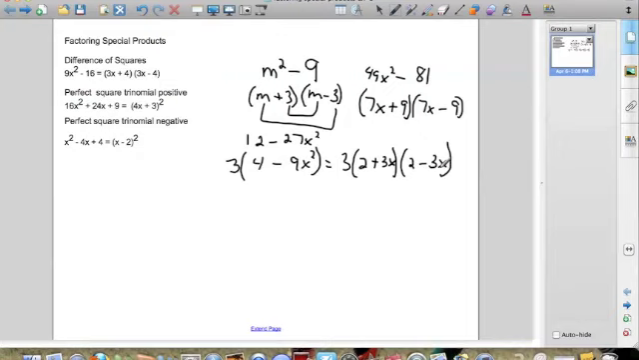But again, you could go to the quadratic formula if they're asking you to solve the quadratic by factoring, but if they're just asking you to factor it, you have to be able to recognize those. Now let's take a look at the other two here.